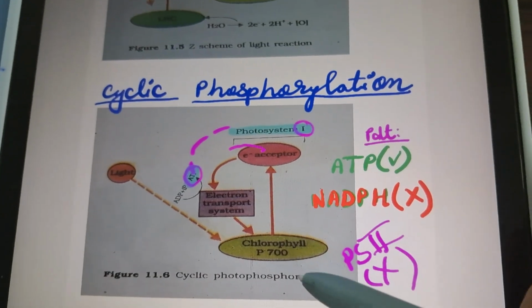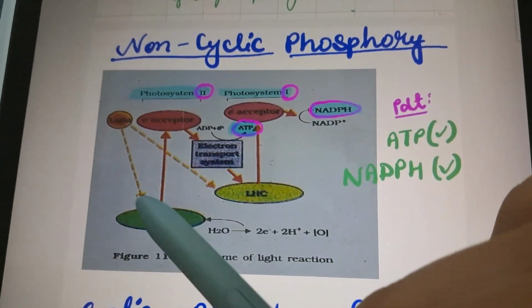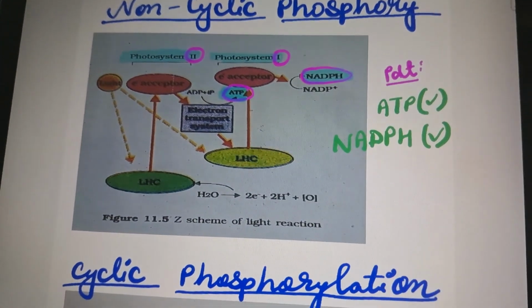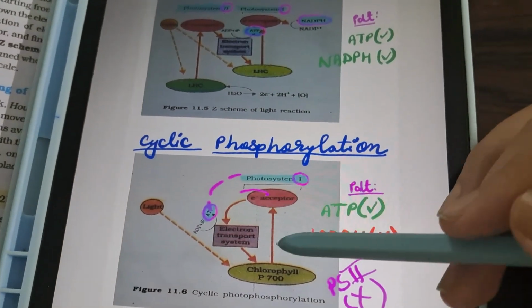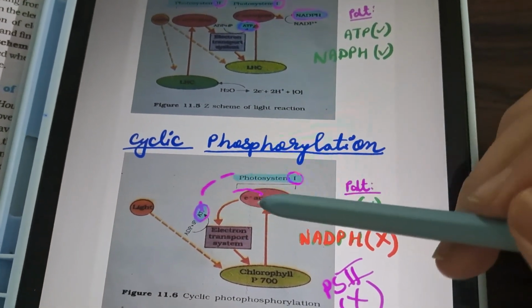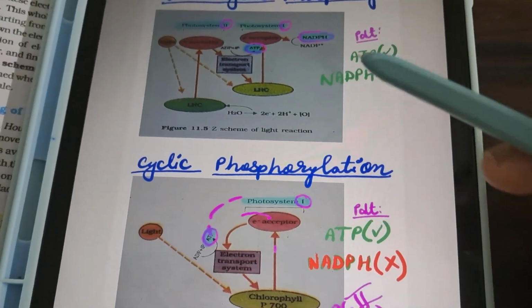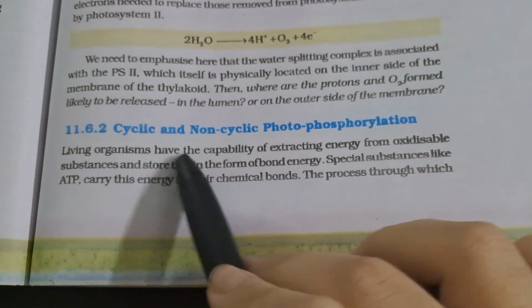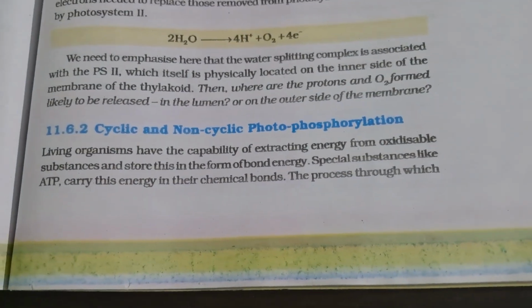For PS1 it is P700, we know it already. Here PS2 is 680 nanometer, PS1 is 700 nanometer. So this is the basic difference between the two. Here it is Z scheme, here it is cycle. Okay, so we'll go to the theory portion now. In this portion there is nothing much written, so we go directly to the next page.